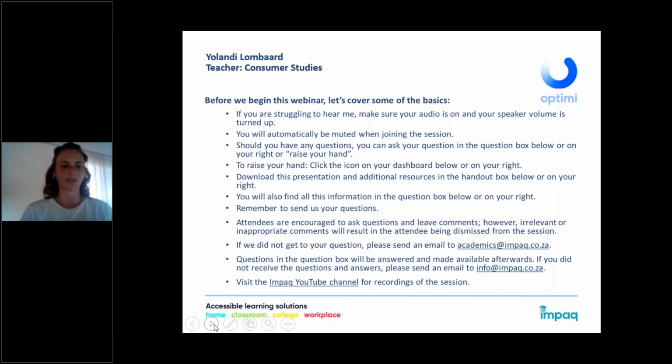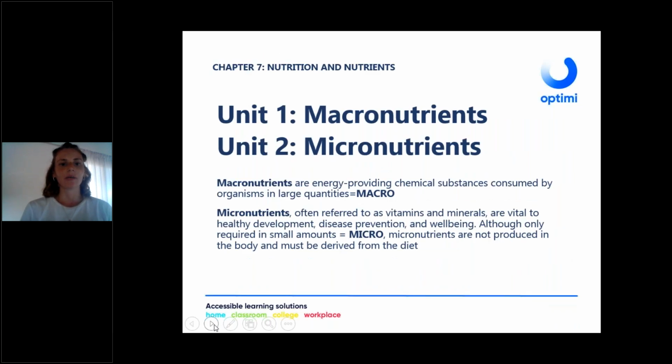Okay, so let's start, grade 11. Today we're going to do 2 units of chapter 7. We're going to do the macronutrients and the micronutrients. Your macronutrients are consumed in large quantities. That's why it's macro, large. And then micronutrients are often referred to as vitamins or minerals, and you need them in small amounts, so micro, very small. From there, we will discuss each of them separately.